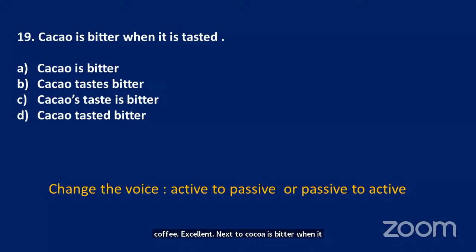Next. Cocoa is bitter when it is tasted. So cocoa is bitter. Cocoa tastes bitter. Cocoa's taste is bitter, or cocoa tasted bitter. Yes, simple sentence, but you really need to think and then give me the answer. How many have started giving me the answers? Let me see. See, the sentence is very simple, but you have to think before you click the option.